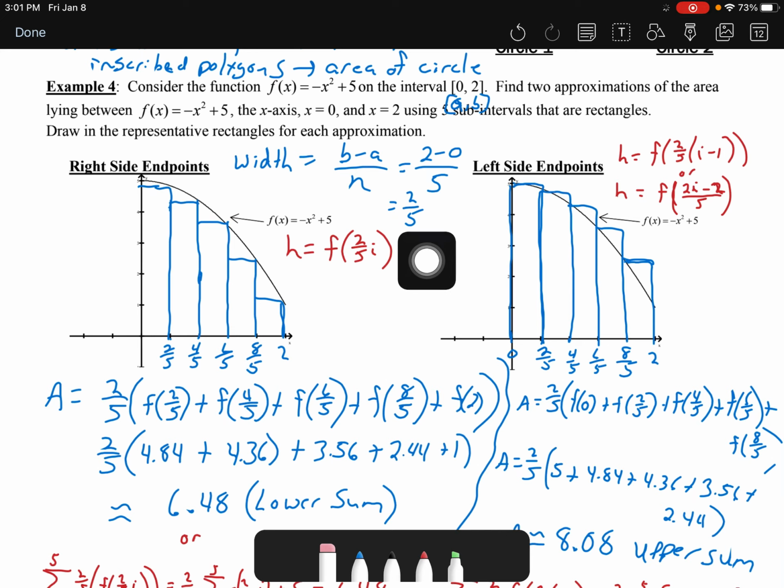And that's really important, that width, that B minus A over N. So 2 minus 0 over 5, since there were 5 subintervals, our width was 2/5, okay? So I could count that out: 2/5, 4/5, 6/5, 8/5, and 10/5, which ends at 2. So that works out the way that it should. Now, we went through and we calculated those estimates using the right and the left side endpoint rectangles.